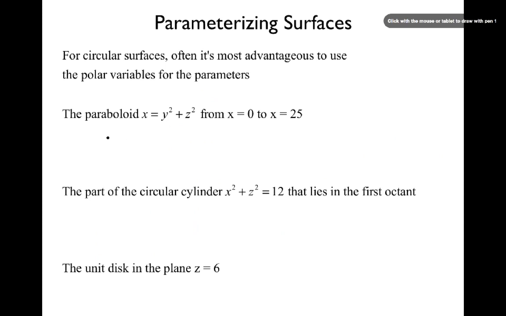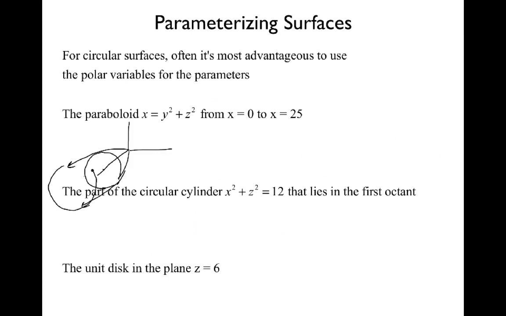All right, so let's look at the paraboloid x equals y squared plus z squared, x from 0 to 25. So what two variables do we want to parameterize this paraboloid? So start with y and z. Because x is a function of y and z, so we could write it as y squared plus z squared, and then y and z, and that would be valid.